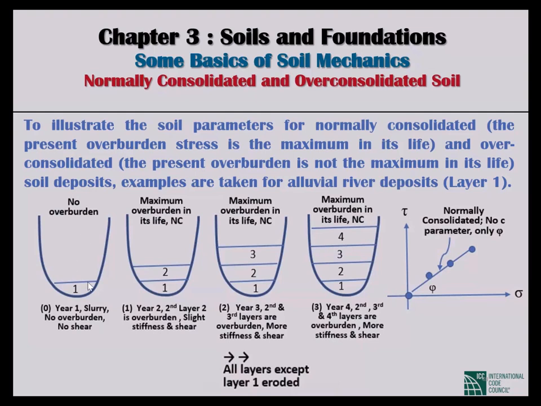No load is over there. This is the maximum in its life at that particular position. This was the maximum. This was the maximum. So these are all normally consolidated soil. So whatever may be the type of the soil, you'll never get a C for normally consolidated soil. Even if it is clay, you'll never get C. We'll always get phi. Could you get my point? That's why it is so important for us.